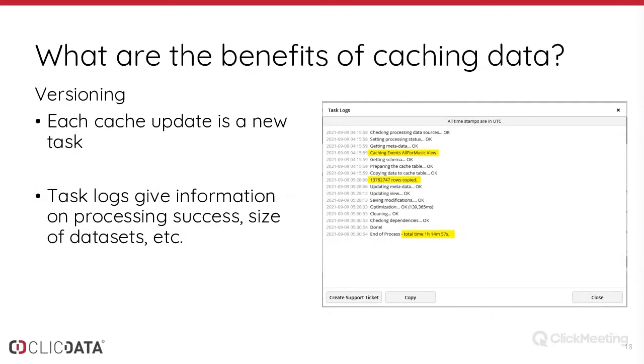Another benefit of caching data is that you have versioning on the data. Meaning that every time a cache update happens, this is a task in the system. So you can always go to the task logs to understand what was happening, what size your data has, and how many rows were copied from each version to the next. In this example, we can see that we're caching this view, called Events All for Music view, and it has almost 14 million rows, and it took 1 hour to cache. Pretty long.